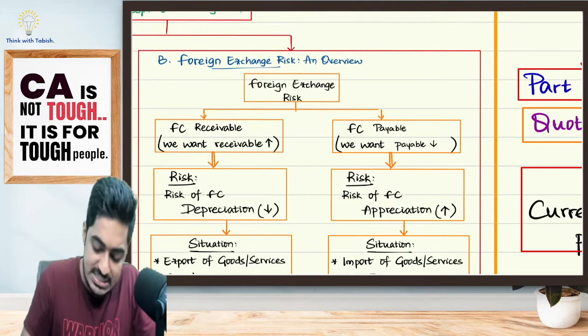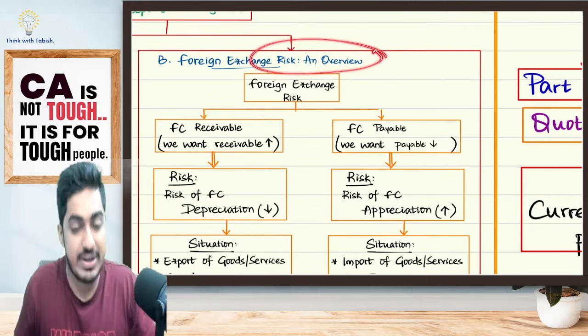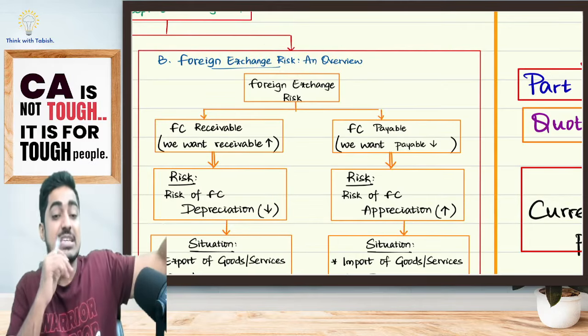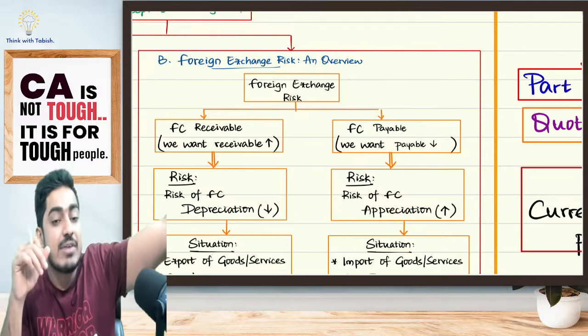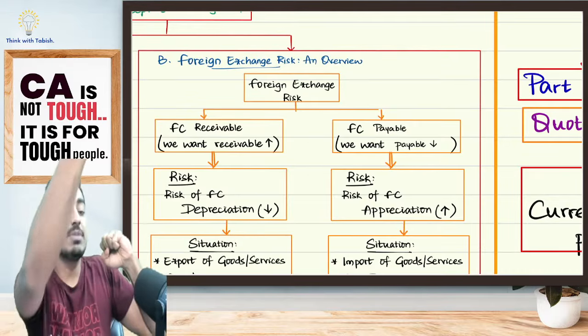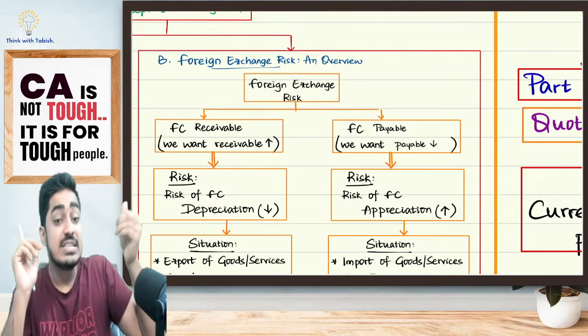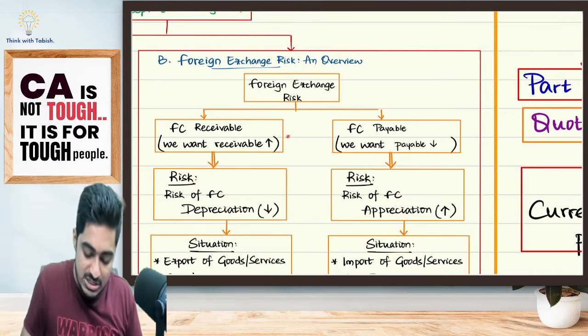Now, why are we studying this chapter in the first place? What is the risk I'm having when I'm doing a foreign currency transaction? I will be taking the foreign currency as US throughout this entire chapter. Either I'm having a foreign currency receivable, I'm receiving money from US, or I'm having a foreign currency payable, I'll have to pay money to US. For a foreign currency receivable, ideally I want to get more money.